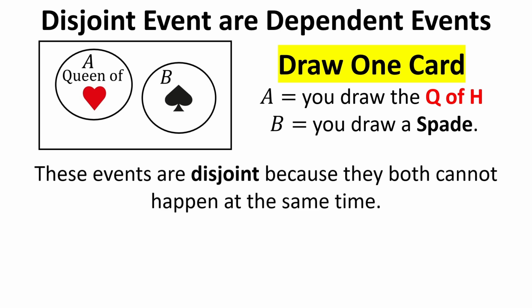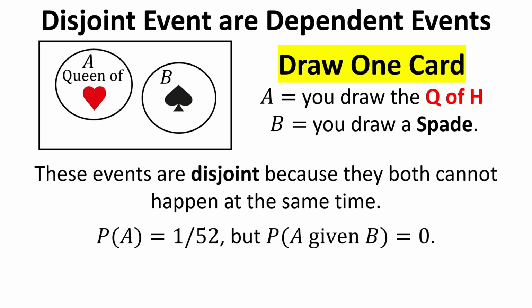These events are disjoint because they both cannot happen at the same time. So the probability of A, that you draw Queen of Hearts, is 1 over 52, because there's one way you can do that out of 52 possible outcomes. The probability that you draw Queen of Hearts, given that you're told the card you drew is a spade, is 0. Right? If you're told you draw a card, you don't know what it is, but you do know it's a spade, there's no way that could be a Queen of Hearts.